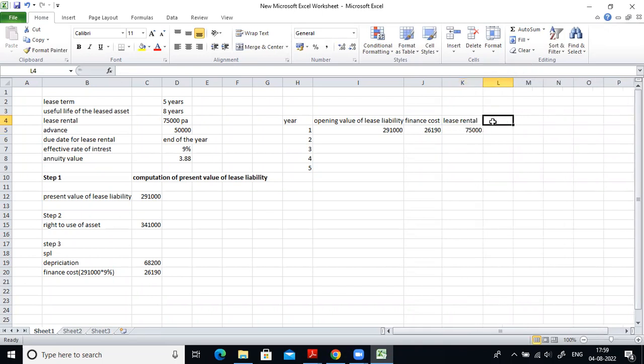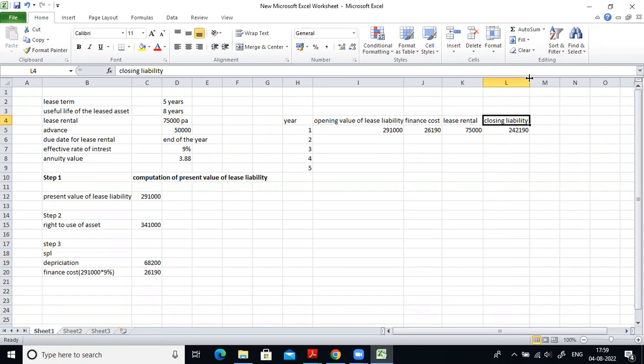So how will we get the closing liability? If you can recollect, we already discussed: opening liability plus the current year finance cost minus the lease rental which is paid to the lessor. So 2,91,000 plus the finance cost 26,190 minus the lease rental 75,000. So the closing liability for the first year we got is 2,42,190. Now this is the actual closing liability of the lease.